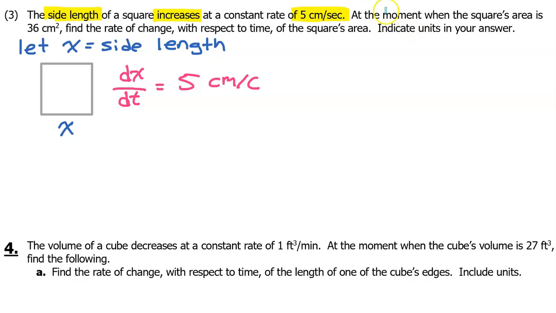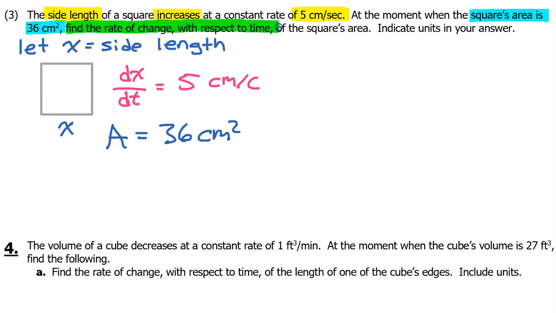They gave us another fact in the second sentence. We are talking about the moment when the square's area is 36 square centimeters. So the square's area is equal to 36 square centimeters. Those are the only facts we have. So what are we looking for? Find the rate of change with respect to time of the square's area. So we are looking for dA dt.